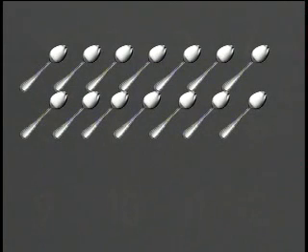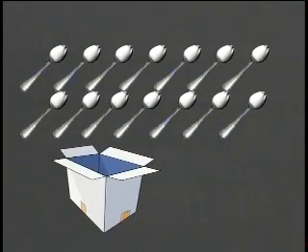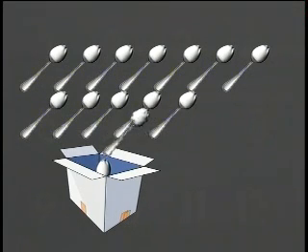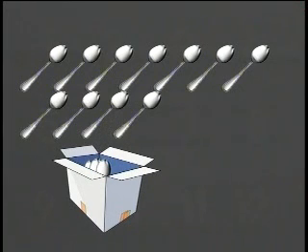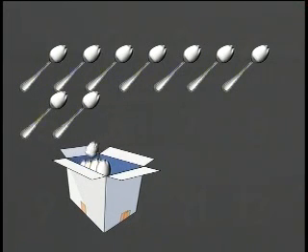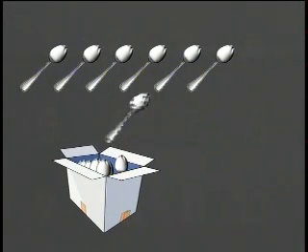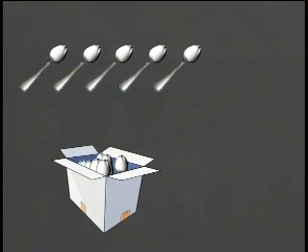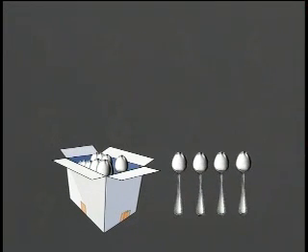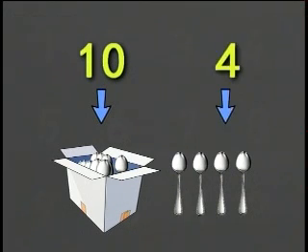Now, let's look at the 14 spoons. I need to group them in a set of 10 and put them in this box. Let's do it together and then we can see how many are left. That's 1, 2, 3, 4, 5, 6, 7, 8, 9, 10. 10 spoons and 4 extra spoons. So we have a box of 10 and 4 extras.